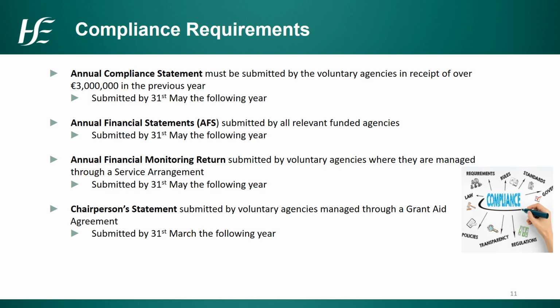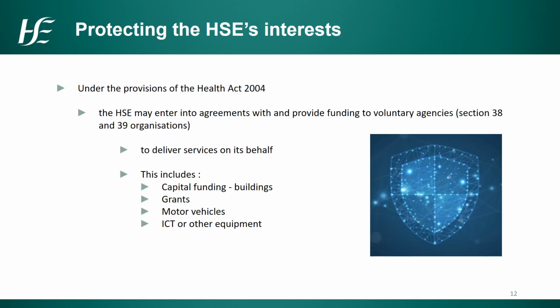An annual financial monitoring return must be submitted by voluntary agencies where they are managed through a service arrangement. This must be submitted by the 31st of May the following year. A chairperson statement must be submitted by voluntary agencies managed through a grant aid agreement. This must be submitted by the 31st of March the following year. Moving on to protecting the HSE's interests.